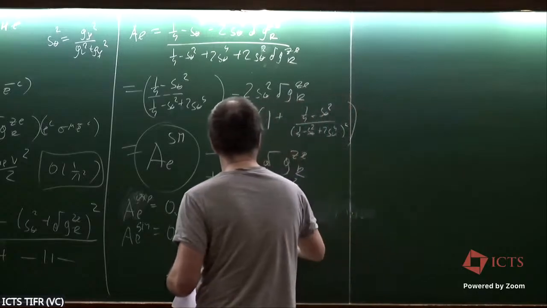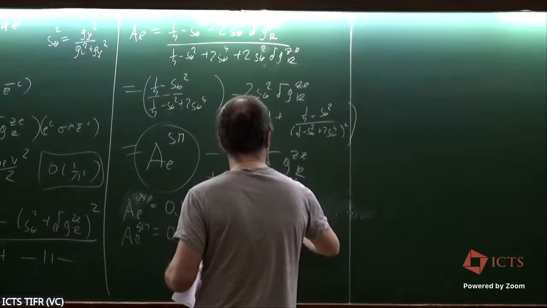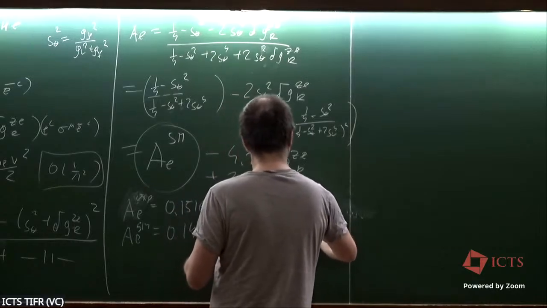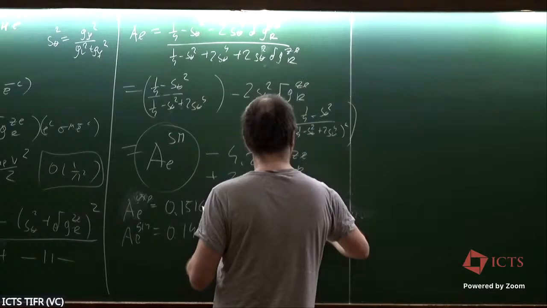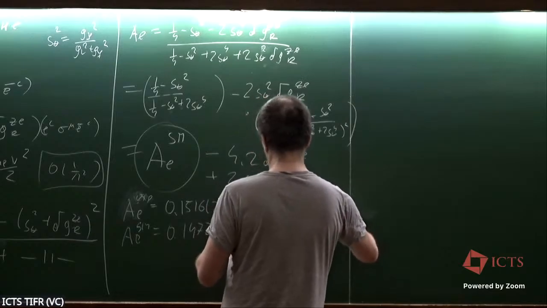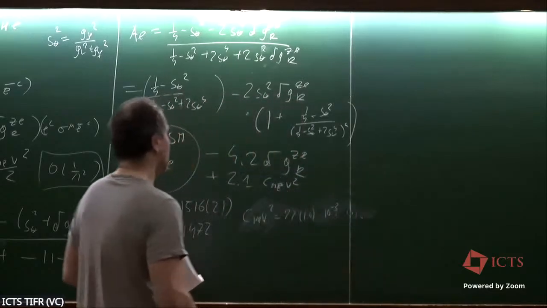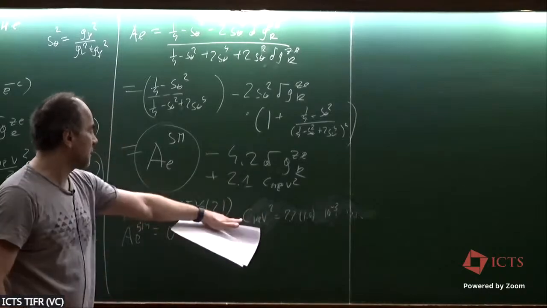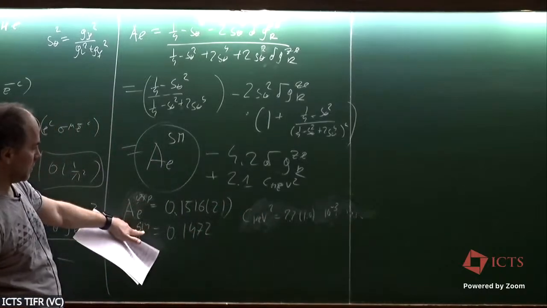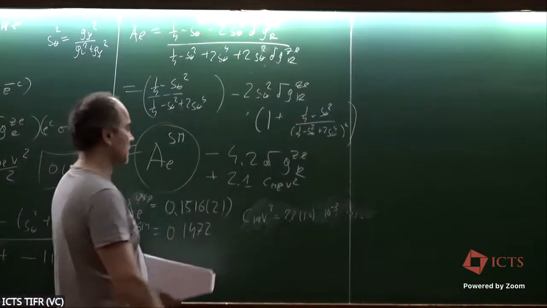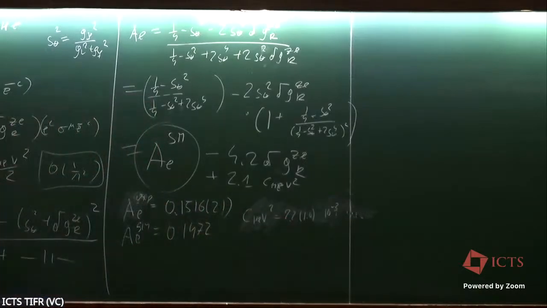Just keep it on the side of the board. 2.2, 1.0. So this is the constraint you get from this particular observable, and this is actually not the most constraining observable.